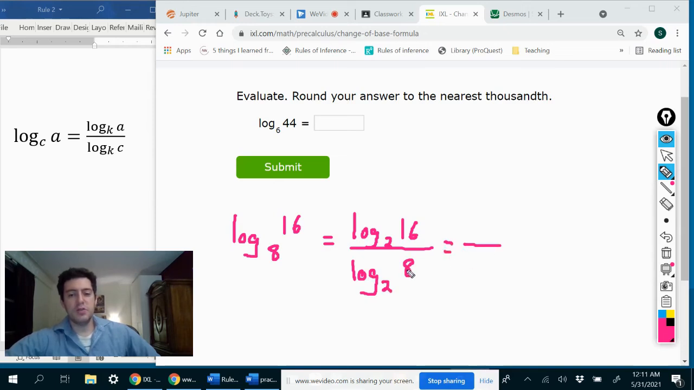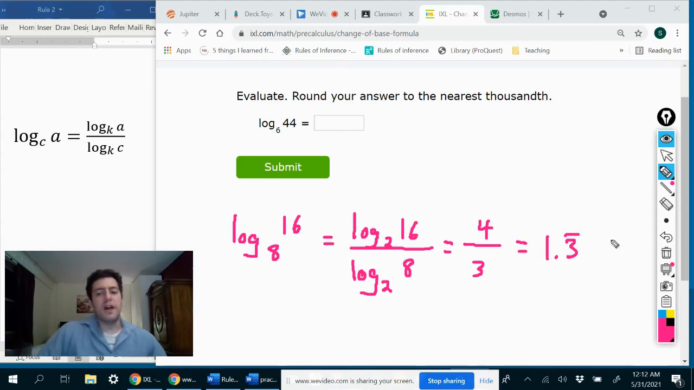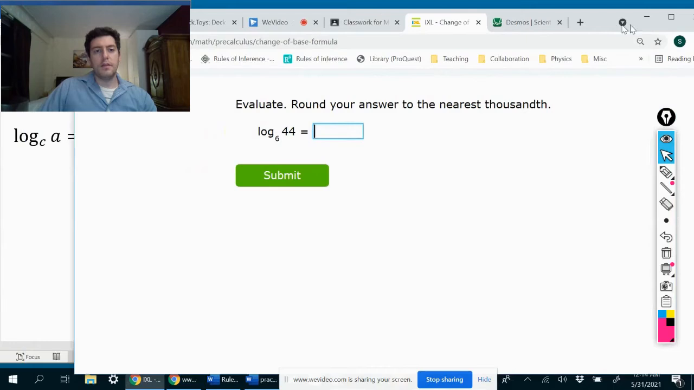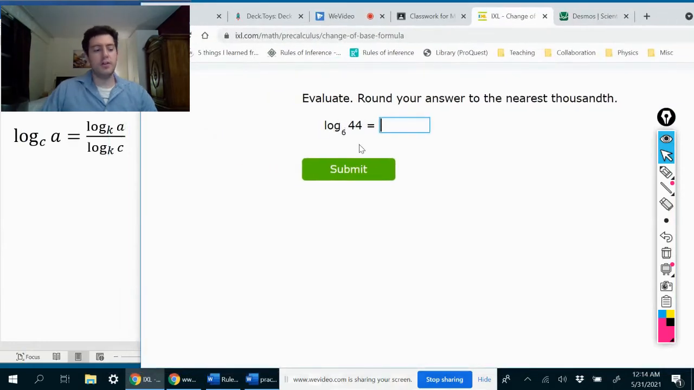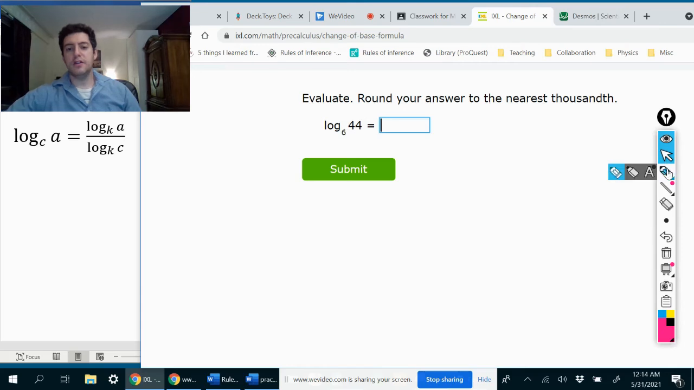The log base 2 of 8 is 3, because 2 to the third power is 8. The log base 2 of 16 is 4, because 2 to the fourth power is 16. So I would get 4 over 3, which would be 1.3 repeating. So I could evaluate that pretty simply. The problem that we have over here is that I can't think of a number that 44 and 6 are both powers of. So we will have to use a calculator for this one, but we're still going to use the change of base formula.